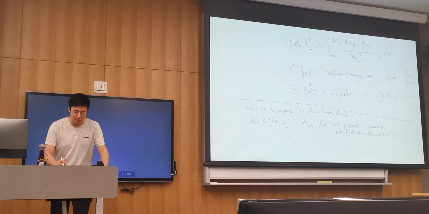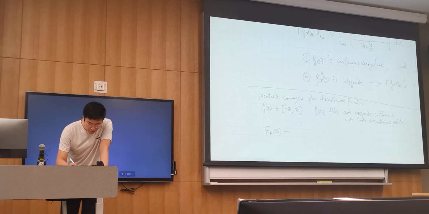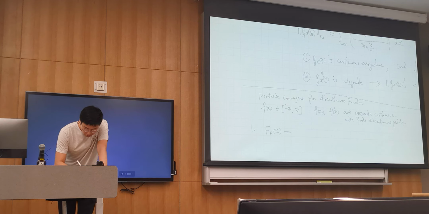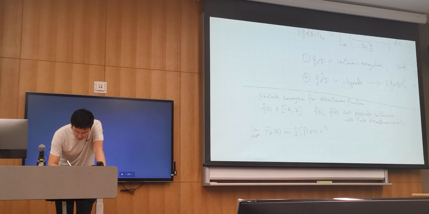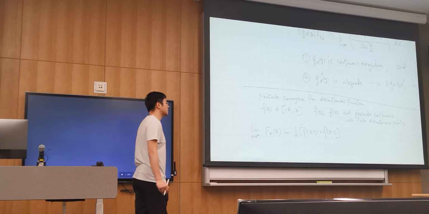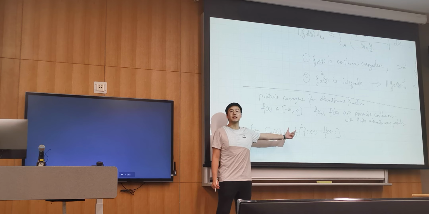Then the Fourier series, again quoting the f_n(x). The Fourier series should converge when n goes to infinity, always converging to 1/2 of f(x+) plus f(x-), where f(x+) and f(x-) are the right limit and the left limit of f(x) correspondingly.